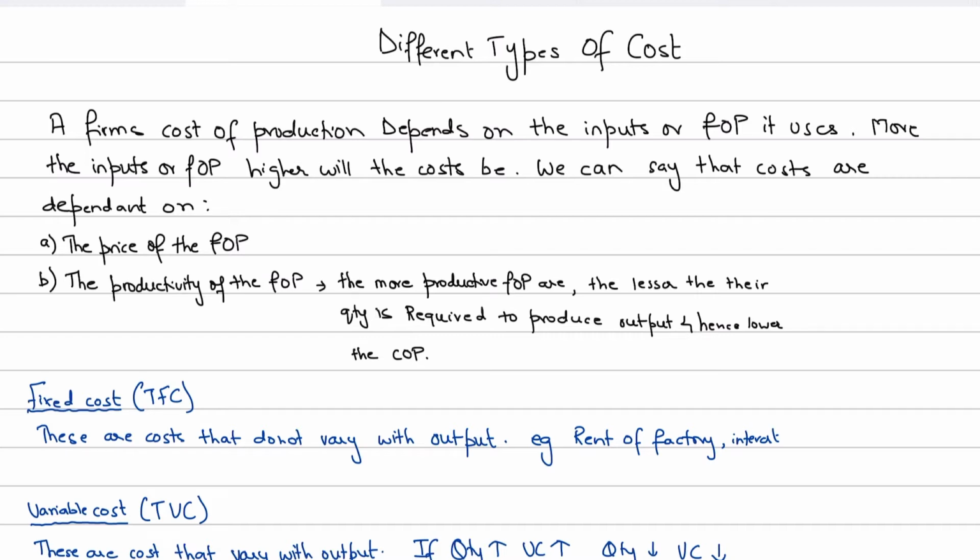Now when we talk about the explicit cost, it basically means the cost that is actually paid by the firm. And those costs that are actually paid by the firm, we can further divide or categorize into fixed and variable cost.